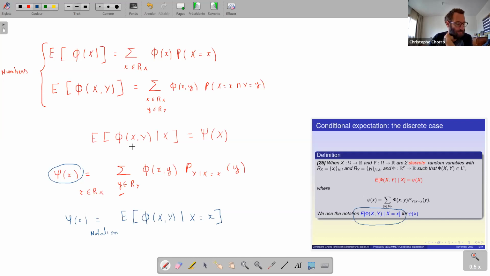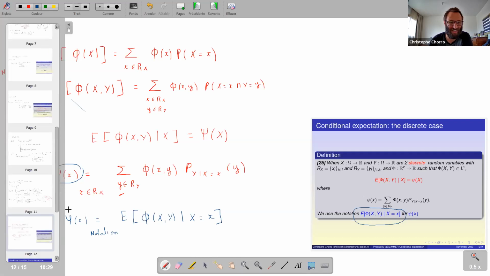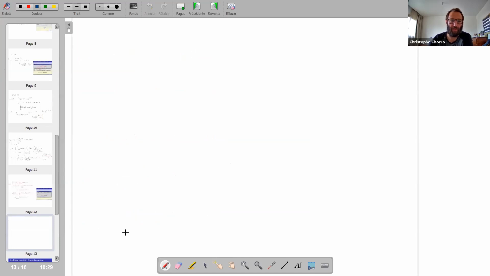So maybe let's do an example of such a computation, an example we have already done together. Okay, so let's do the job here. I am in this slide here. I want a new page. Okay. So let's be in the following situation.